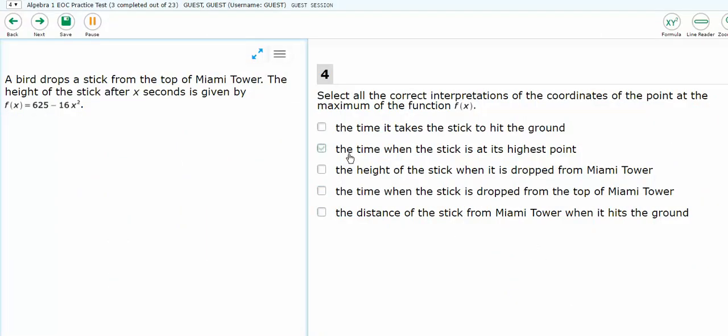Okay, so let's go back to the computer program. All you just do is check the ones that are correct. B, C, D. Those are the correct interpretations of the maximum, also known as the vertex, of this parabolic function involving the drop of the stick.